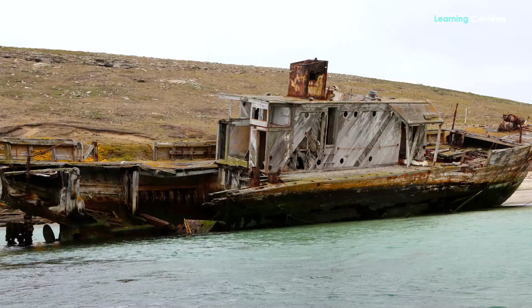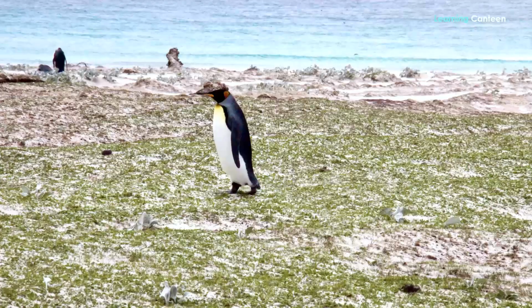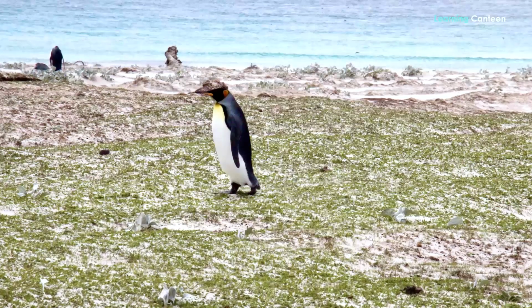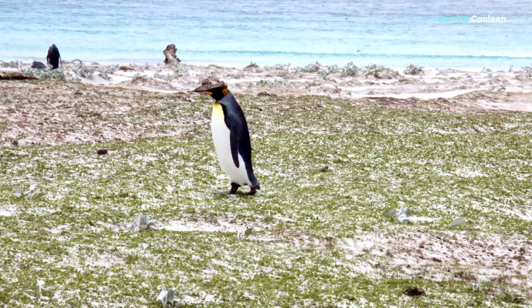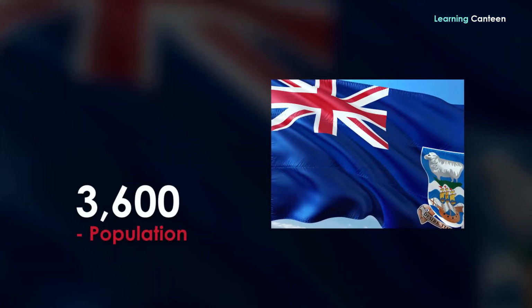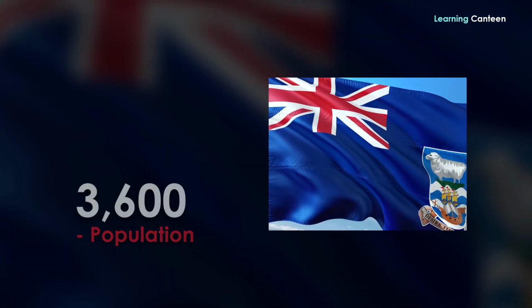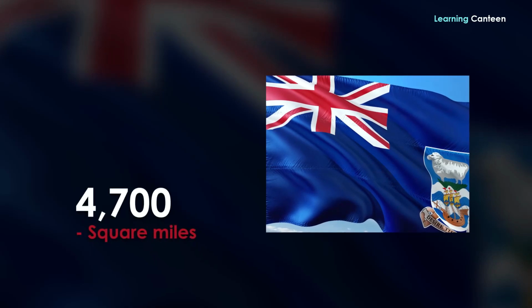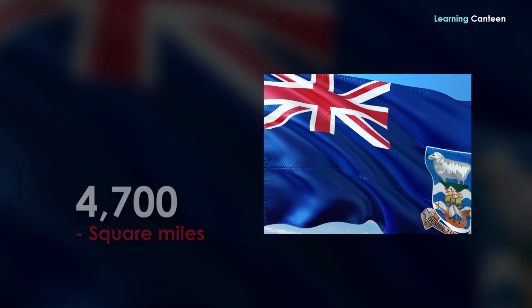The territory known as the Falkland Islands is made up of a group of islands controlled by Britain. Also known as Islas Malvinas, it's on the southern coast of Argentina with an approximate population of 3,600. This least populous territory on the land area of 4,700 square miles has Stanley as its capital.